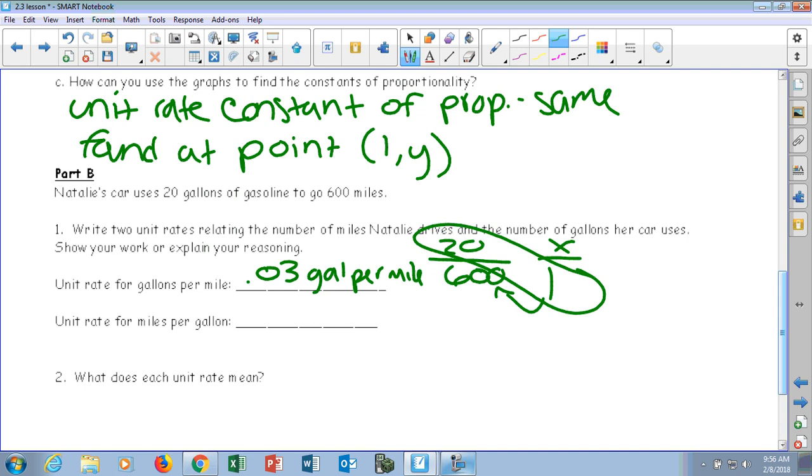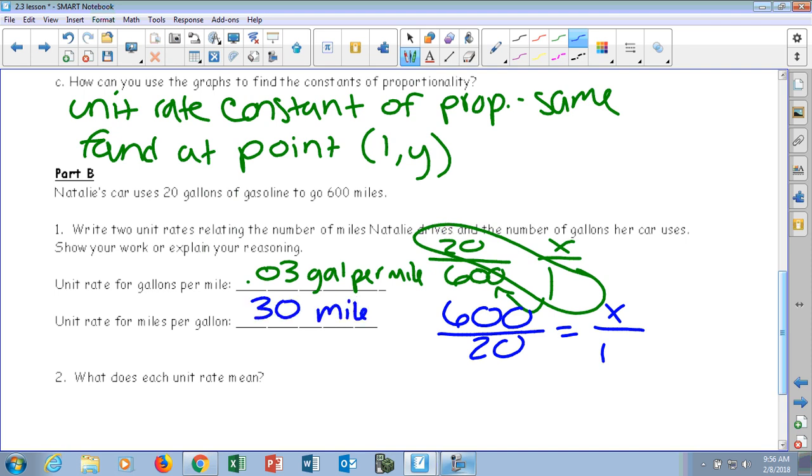So if the unit rate goes from miles to gallons now, our proportion that Anthony found was 600. This is what we would do. So then, Anthony, what would we get? 30. We'd get 30. It was flipped around before, wasn't it?